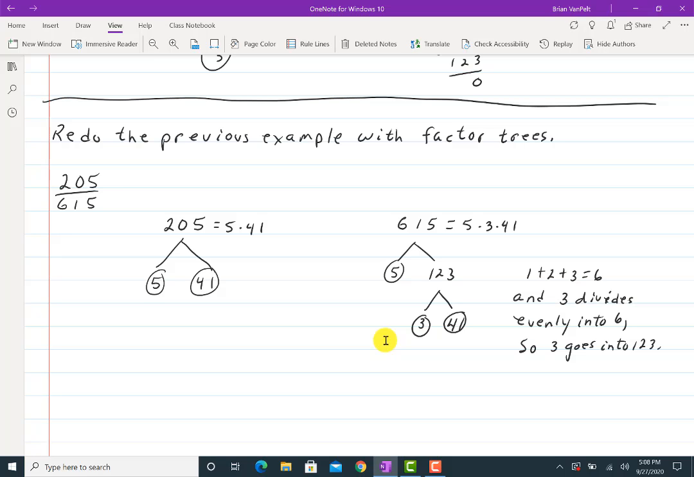Then when I go to do this fraction, I can replace the numerator with 5 times 41, and I can replace the denominator with 5 times 3 times 41. Then all I have to do is look at the factors that are the same in the numerator and denominator and cancel them. For instance, I see a 5 and I see a 5, so I can cancel them. I see a 41 and I see a 41, so I can cancel them. Now notice, it's seemingly I've canceled everything in the numerator. What that means is what I have left is the number 1. In the denominator, the only thing that's not canceled is the number 3. And there you go.